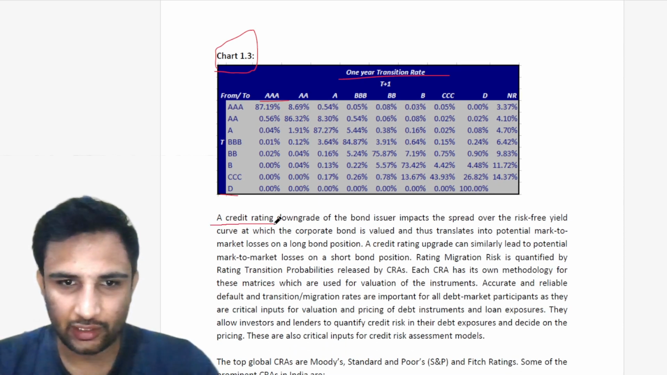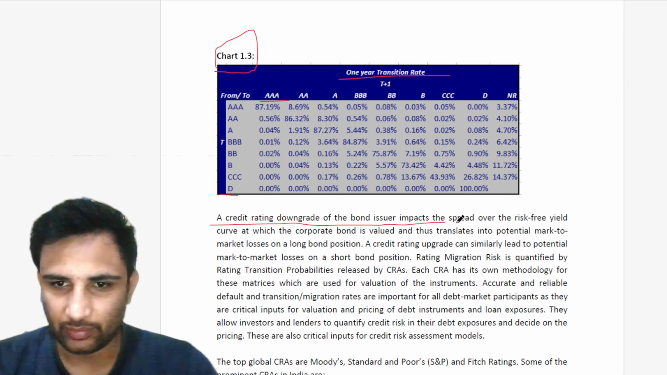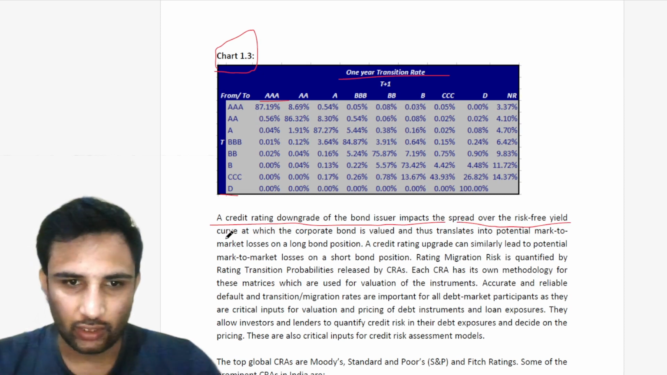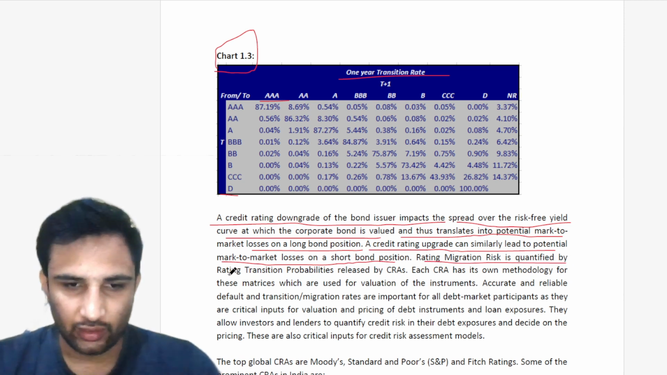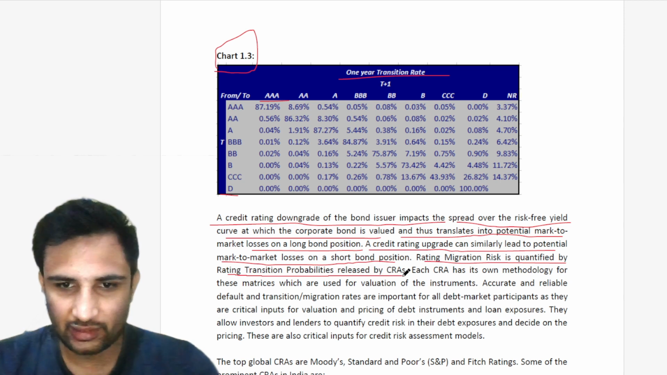A credit rating downgrade of the bond issuer impacts the spread over the risk-free yield curve at which the corporate bond is valued and thus translates into potential mark-to-market losses on a long bond position. A rating upgrade can similarly lead to potential mark-to-market losses on a short bond position. Rating migration risk is quantified by rating transition probabilities established by CRAs. Each CRA has its own methodology for these matrices, which are used for valuation of the instruments.